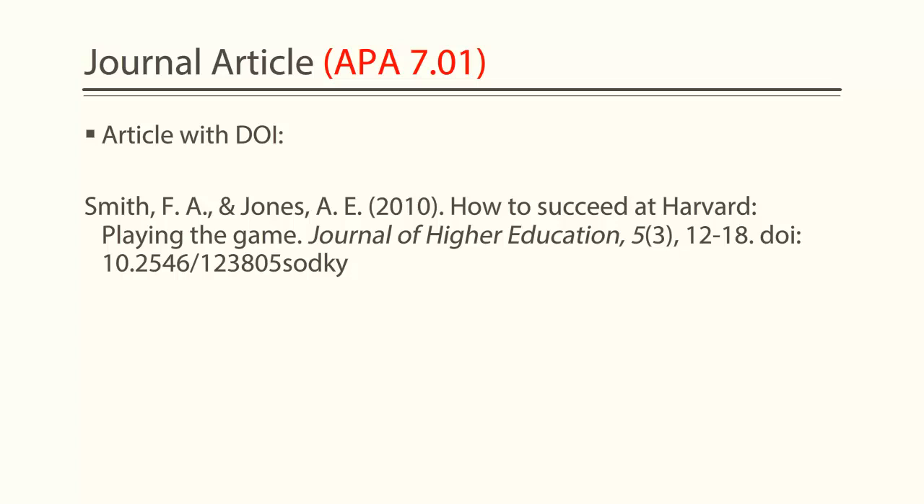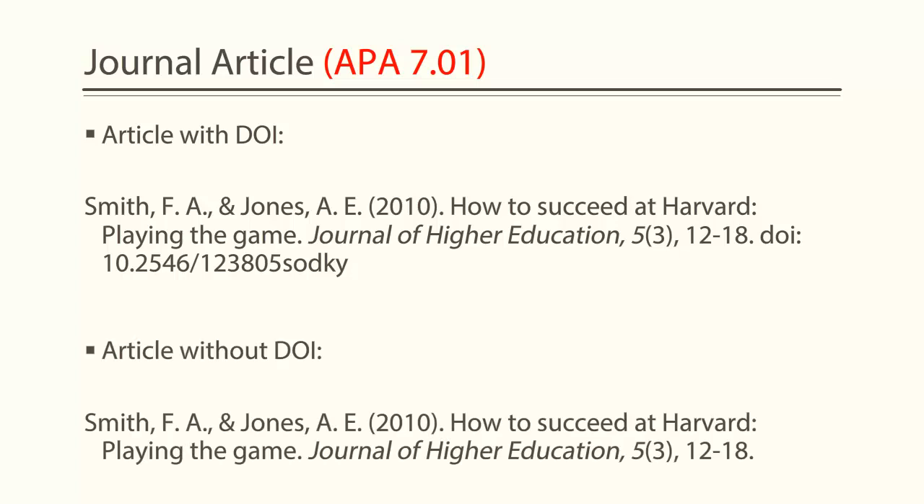One space after that, then the letters DOI, which are not capitalized, and a colon, and then the DOI. They will vary with a combination of letters and numbers and some punctuation. If you have an article without a DOI, the citation is identical to the one with a DOI, except it does not have the DOI and ends with the page numbers.